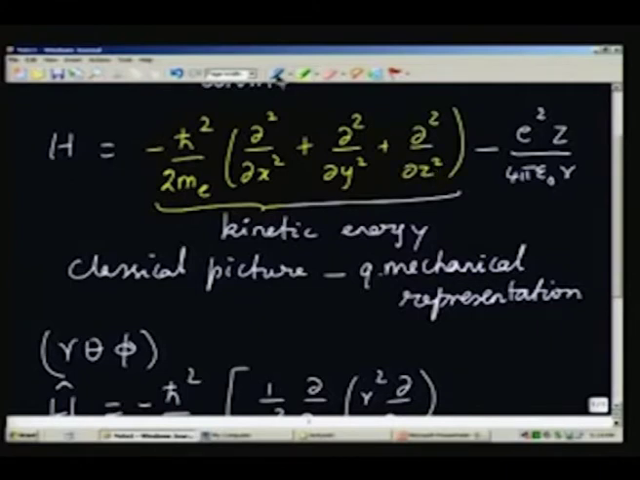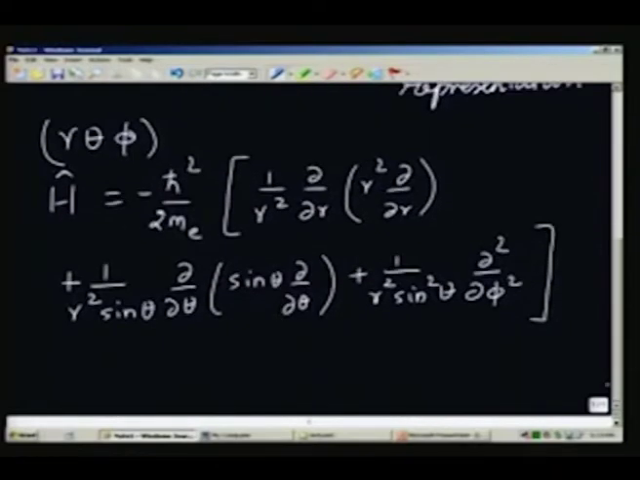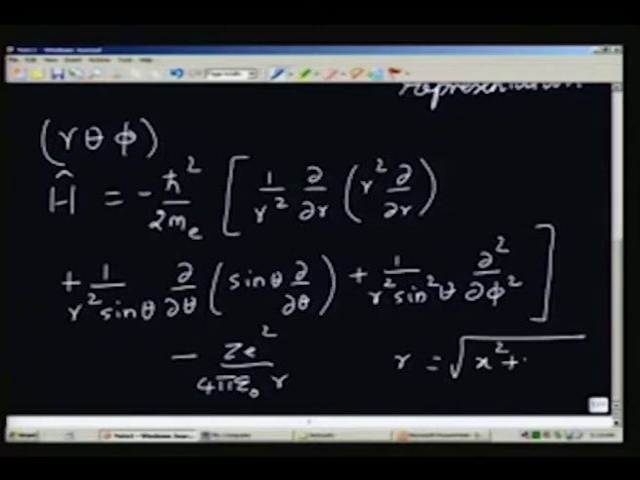In the r theta phi representation. So, and then of course what we are left with is, this is the kinetic energy term, what we are left with is the potential energy term, which is minus Z e square by 4 pi epsilon naught r, and you know r is equal to square root of x square plus y square plus z square.